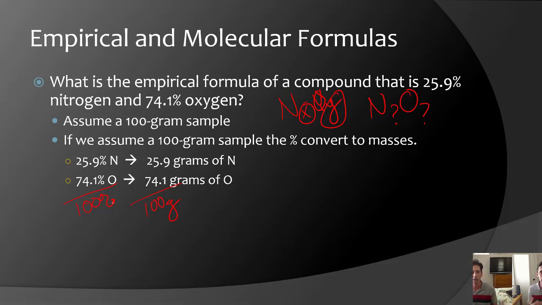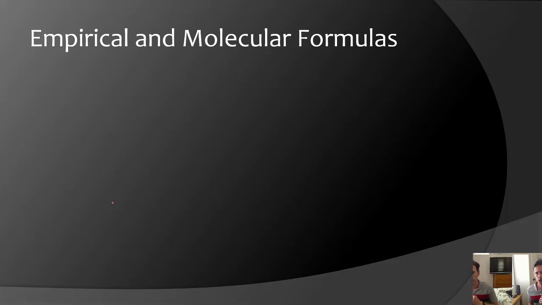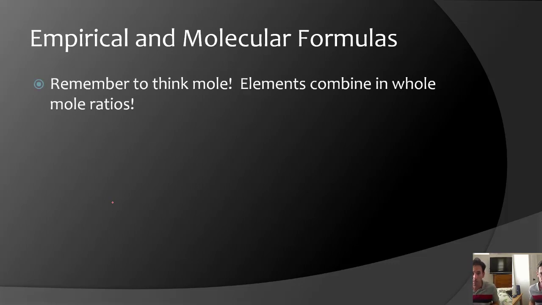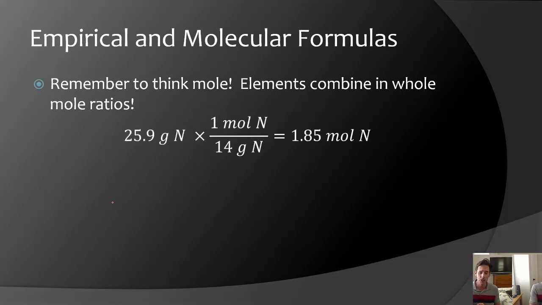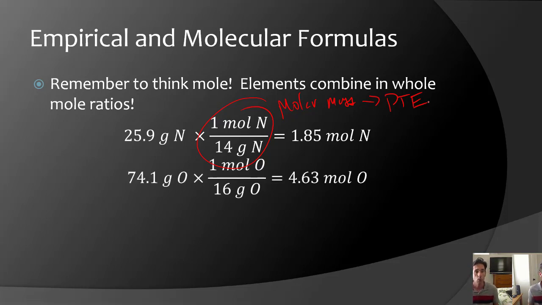So, going back to the definition of an empirical formula, it is the lowest whole mole number ratio. So we've got to convert these grams of nitrogen and grams of oxygen into moles. So we think in the unit of mole, all right? And remember, these elements combine in whole number ratios. So the first thing we're going to do, I'm going to take my nitrogen using the molar mass, which again, we get from the periodic table of elements, okay? We end up with a value of 1.85 moles of nitrogen. And then for the oxygen, we end up with a value of 4.63 moles of oxygen. So if we put this into a formula, we would just simply write it as N1.85 O4.63.